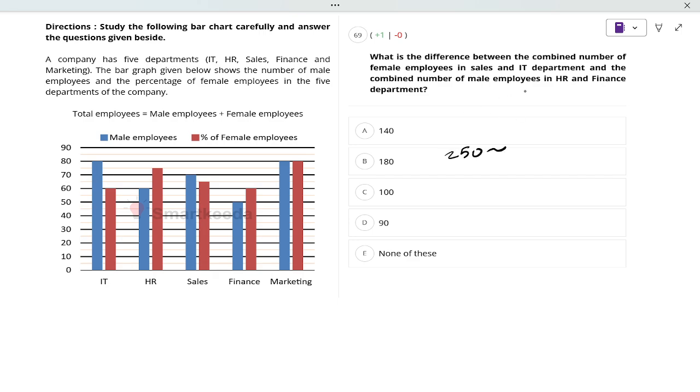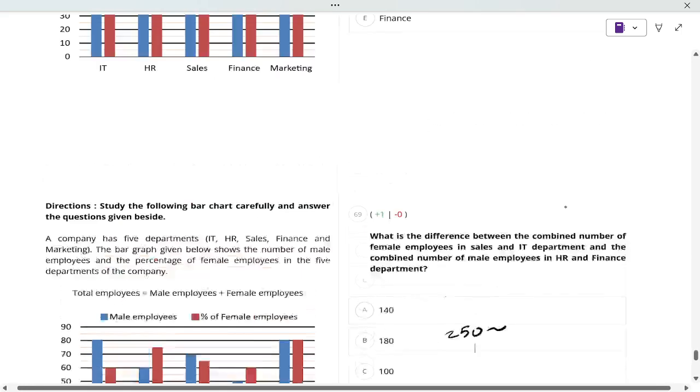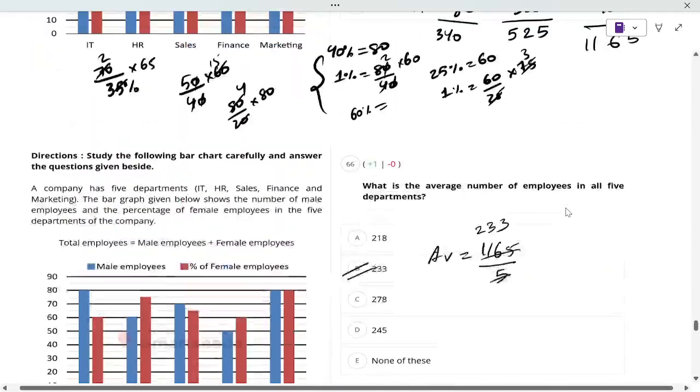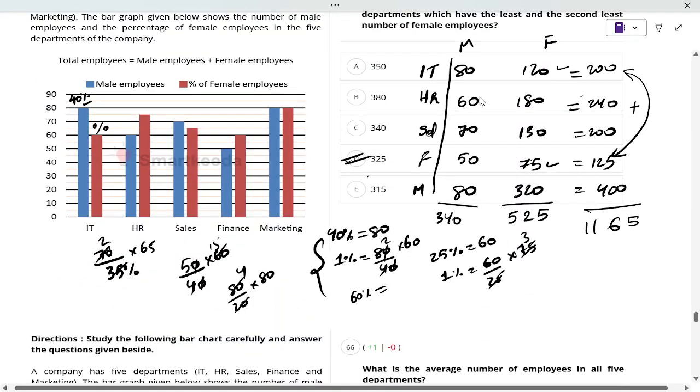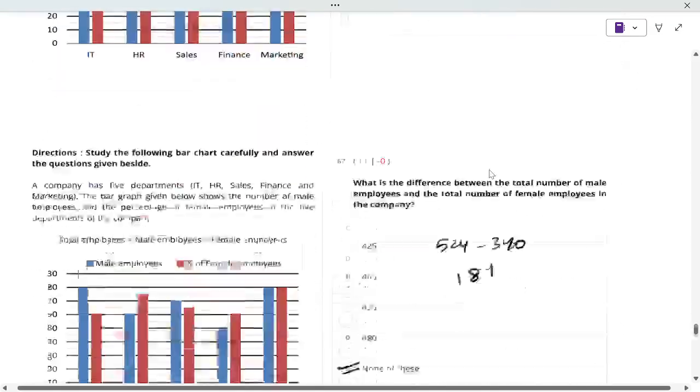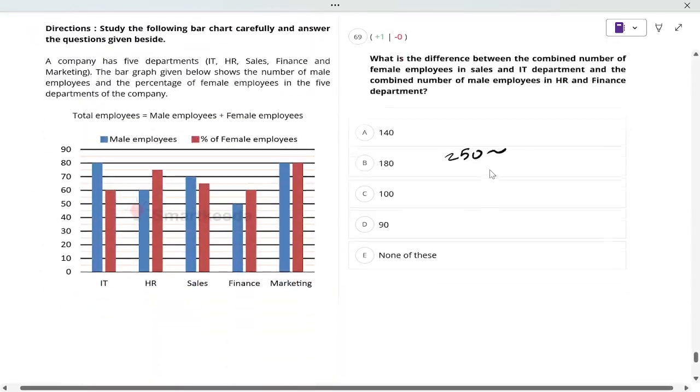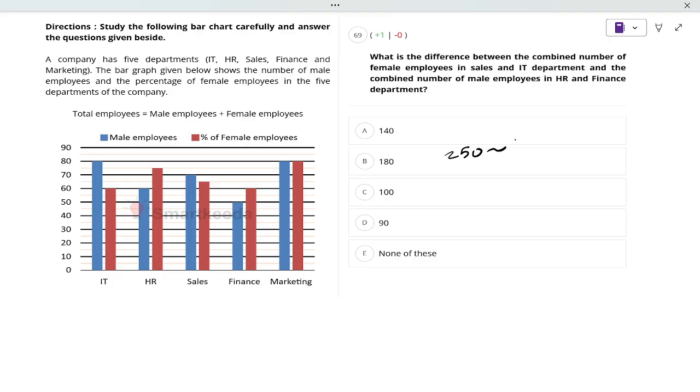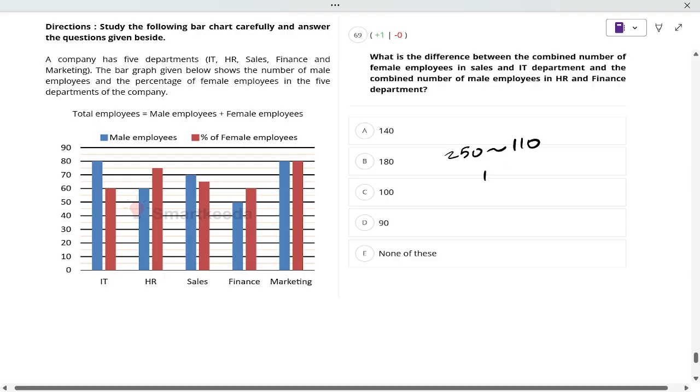And the combined number of male employees in HR and finance. So male HR and finance. Male HR is 60, finance is 50, that means 110. So if we subtract it, we'll get 140. So 140 is the answer.